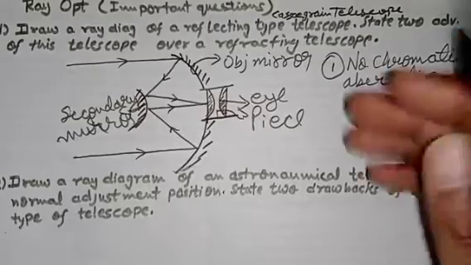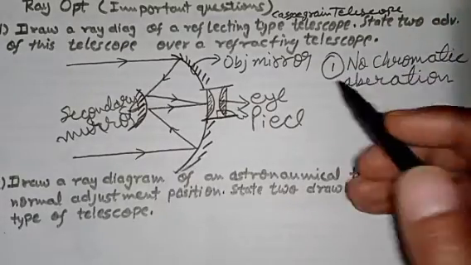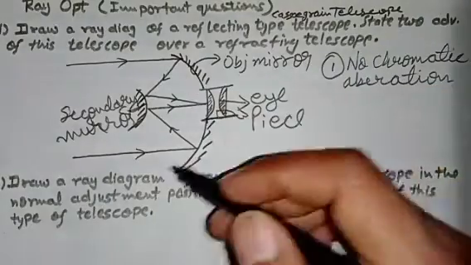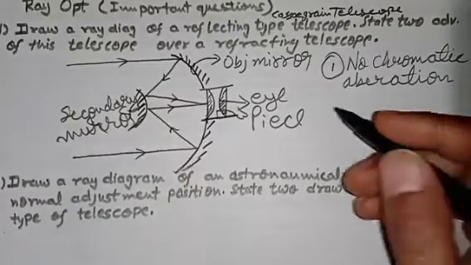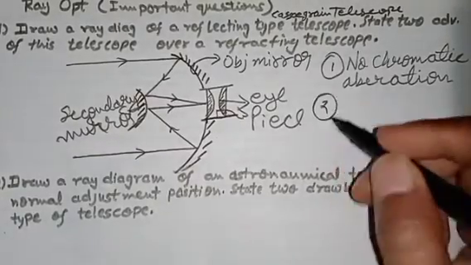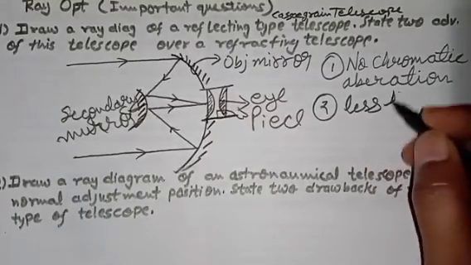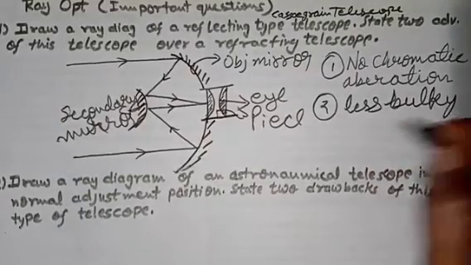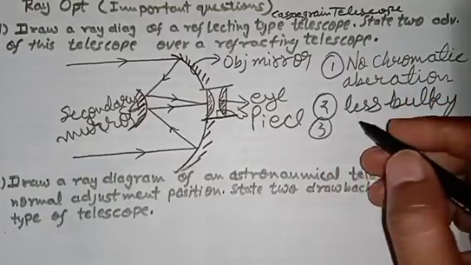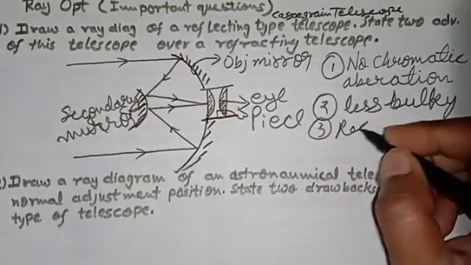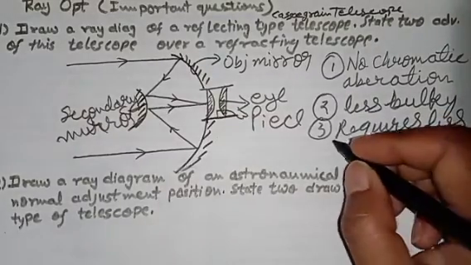Chromatic aberration means a colorful appearance of edges, like prism effect in the lens. But it is a mirror, so it uses objective mirror, so this aberration effect is minimized. All right, second advantage is less bulky. And third, actually it is a part of this second point, requires less mechanical support.